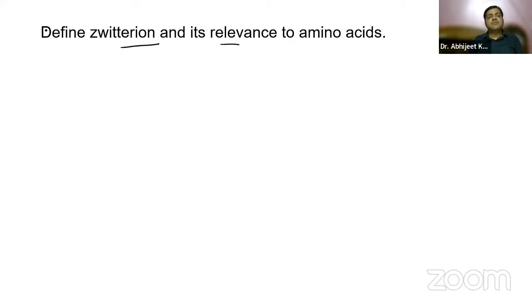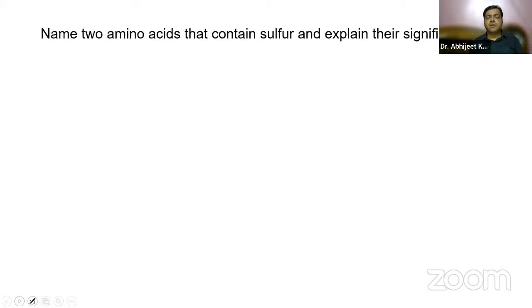Zwitterion and its relevance to amino acids, I have already discussed this question earlier. Whether it is asked as a long or short question, you have to mention all the important points that we have discussed. Now the question says: name two amino acids that contain sulfur, and what is their usage?